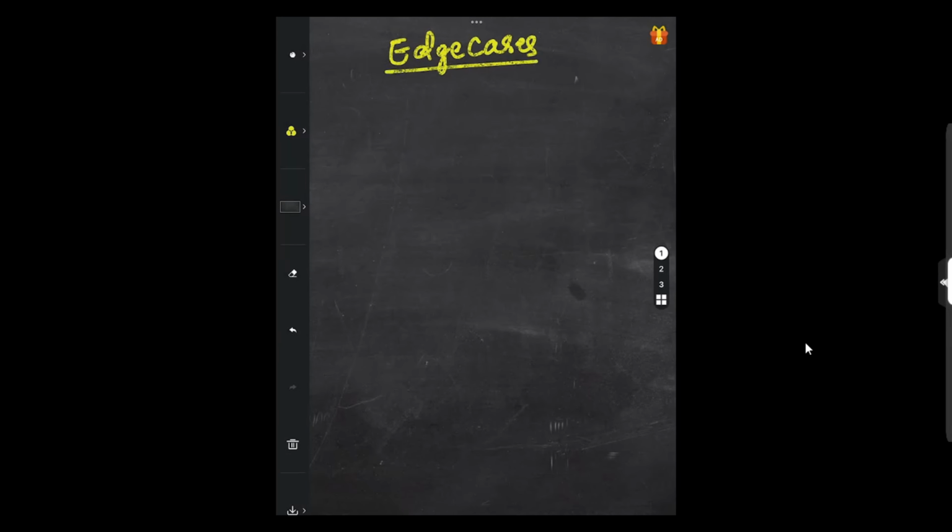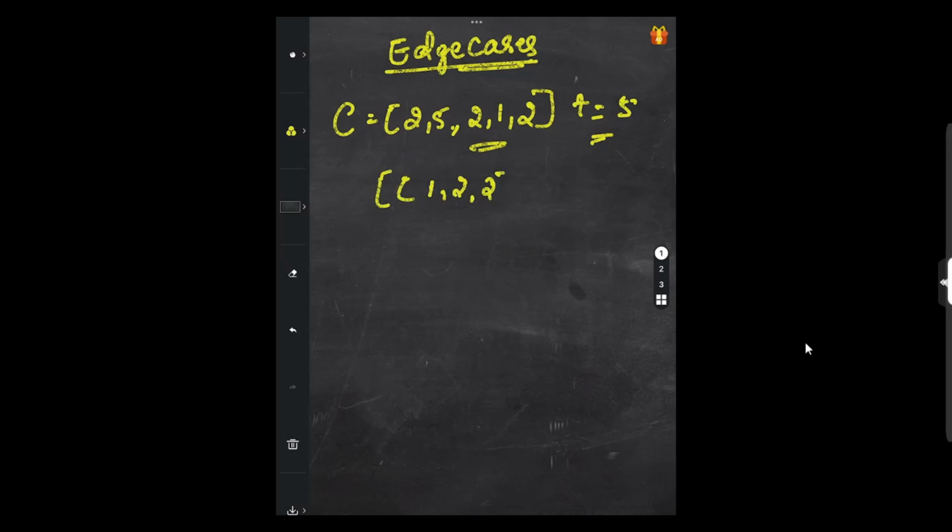The first edge case that we are dealing with here is duplicates in candidates. Suppose we have duplicate numbers in the candidates. I'll consider candidates as C. Let me consider duplicate elements, so we have duplicates for 2 right here, and the target, let me consider, is 5. The output will be in this case 1, 2, 2 and 5.